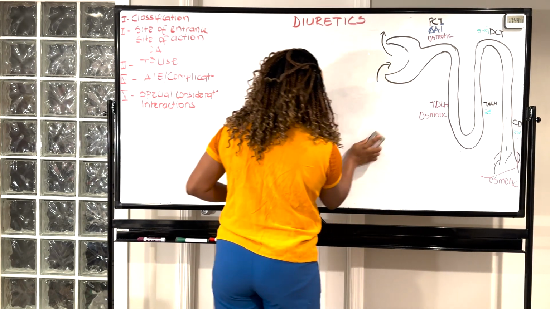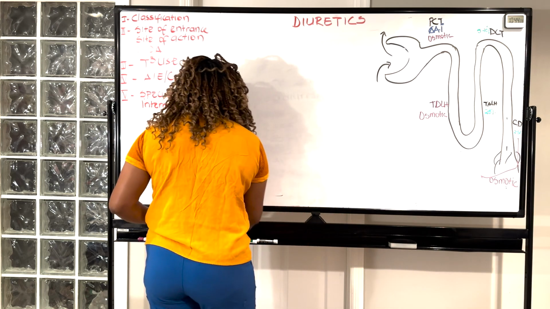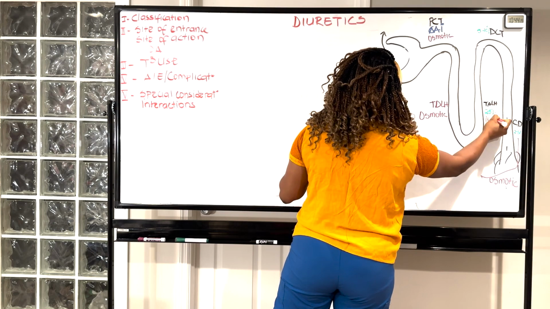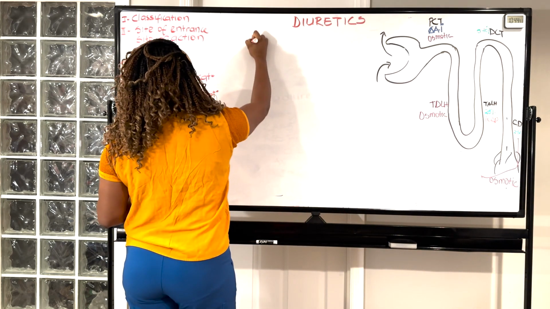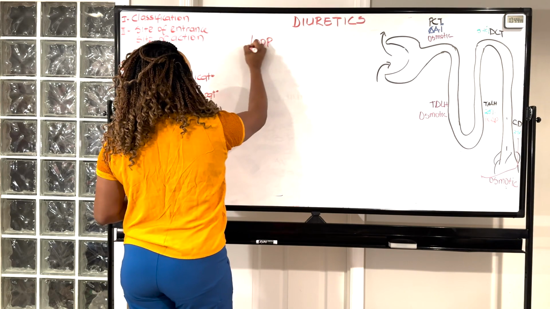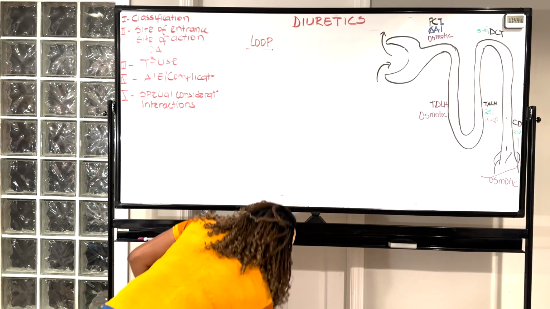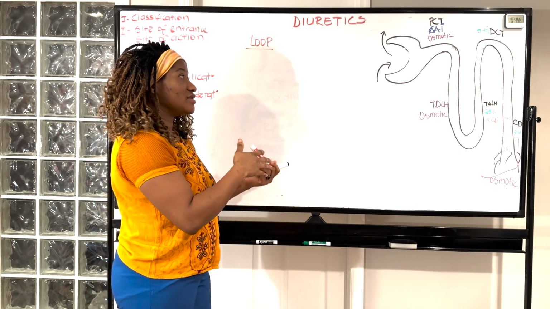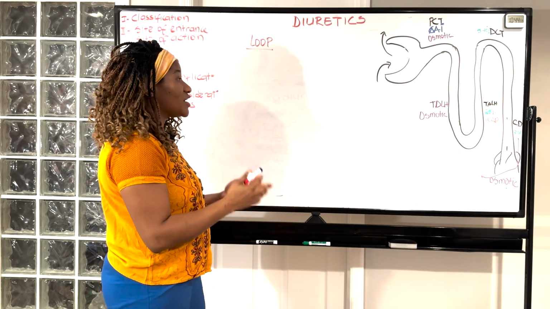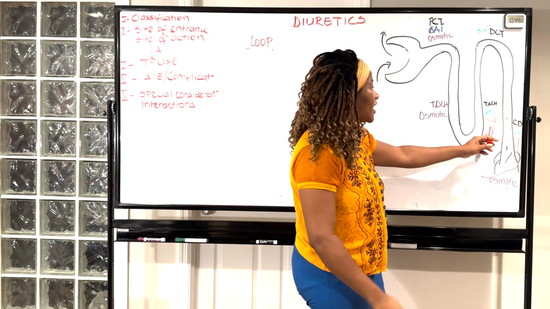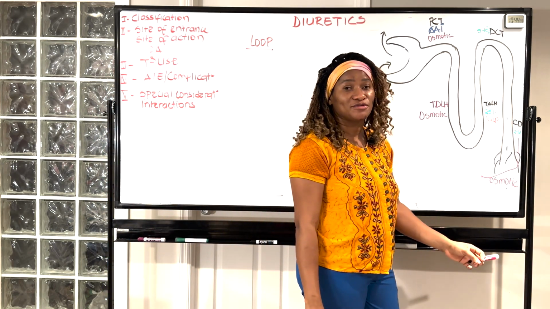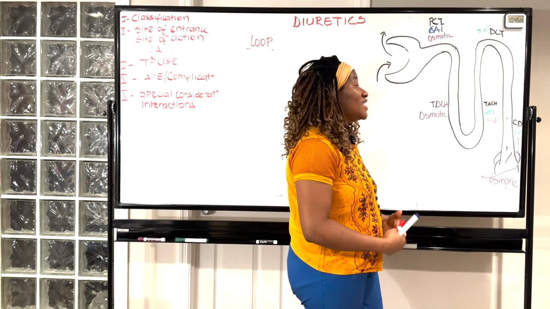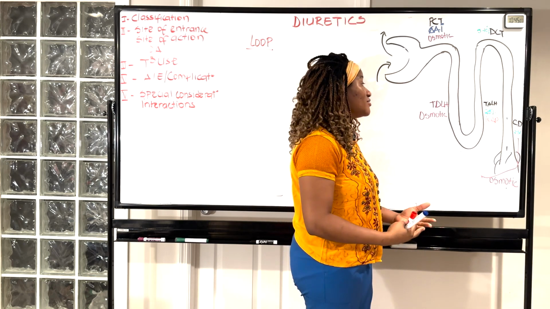And then we're going to talk about the loops. And here, this is going to be our loop diuretic. The loop diuretics are the second most potent diuretic apart from mannitol. They are very potent because look where they act. They act where 25% of sodium can be reabsorbed. And this is a huge amount of sodium, and water follows sodium, so they are really going to be potent.